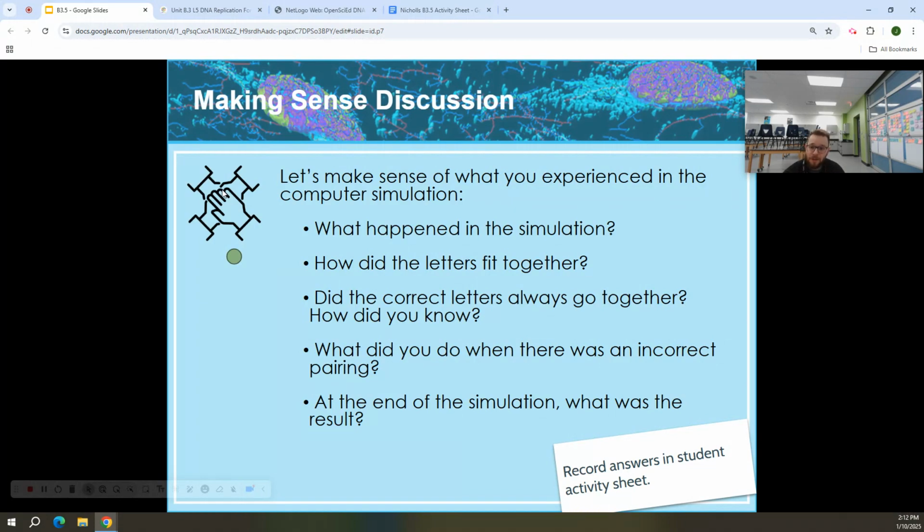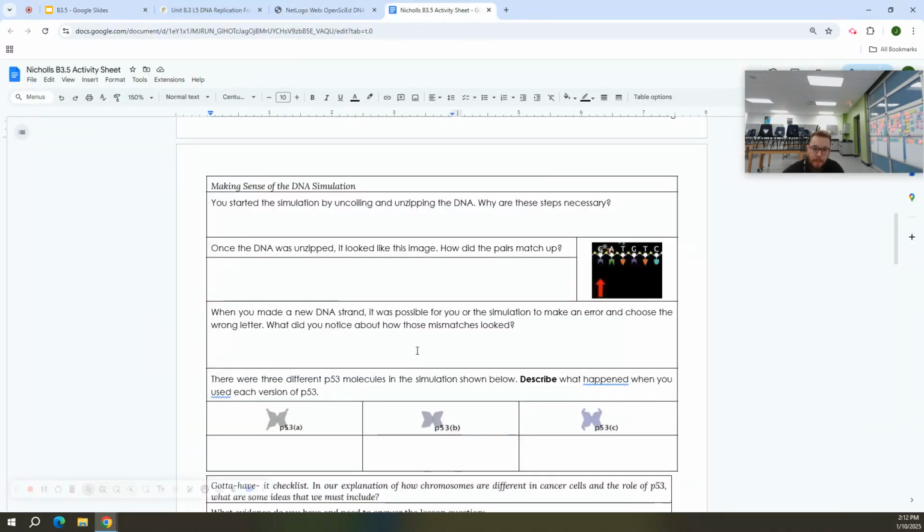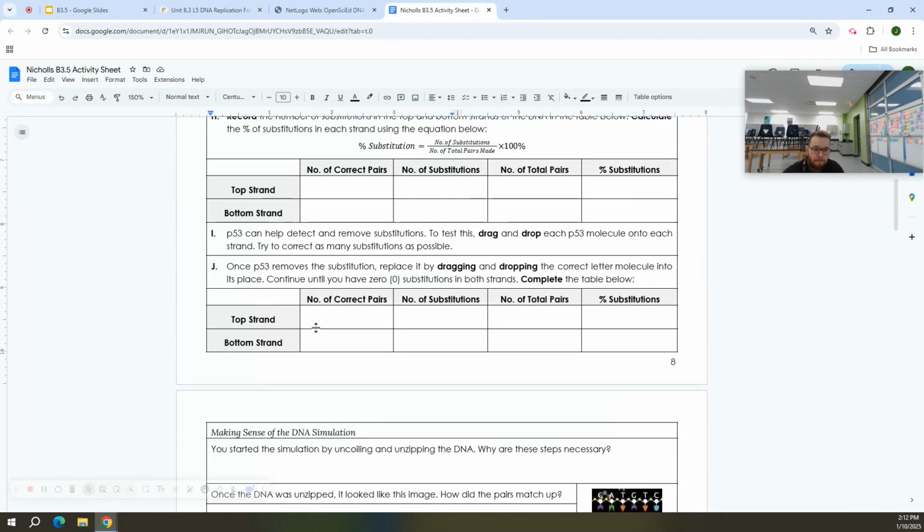But I'm just going to give you some helpful prompts I think I have to help you and guide you along in developing or answering these questions. So right off the bat, what happened in the simulation? You're going to need to actually go back, either to the simulation itself or to here and look and see what occurred as I went through the simulation. So how many substitutions were there? What was the percent substitution?